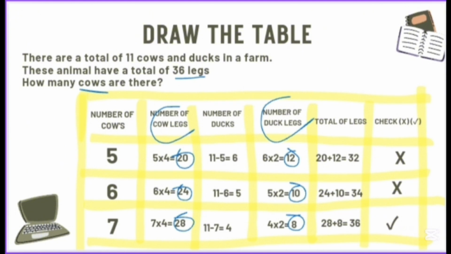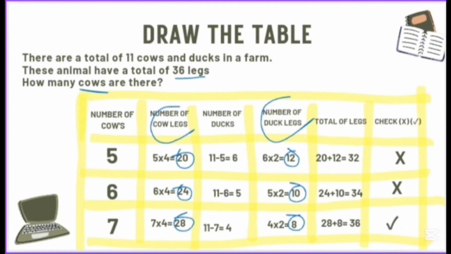So, let's understand again our problem. There are a total of 11 cows and ducks in a farm. These animals have a total of 36 legs. How many cows are there? So we have a total of 11 animals, dividing them into 2 groups. We know that 11 is not evenly divisible by 2, but it can be split into 5 and 6.